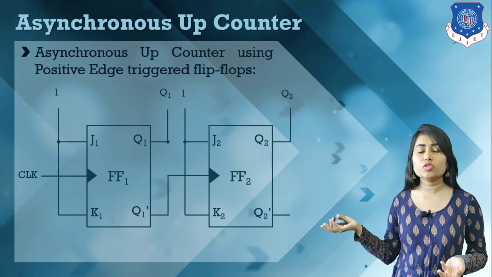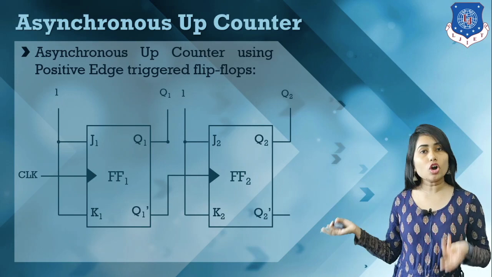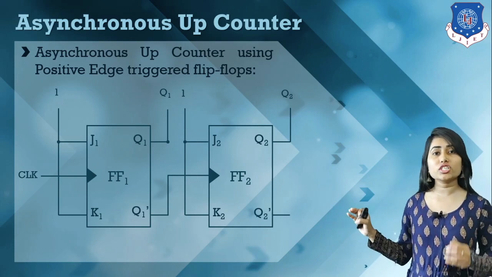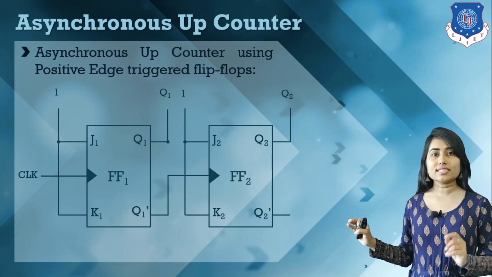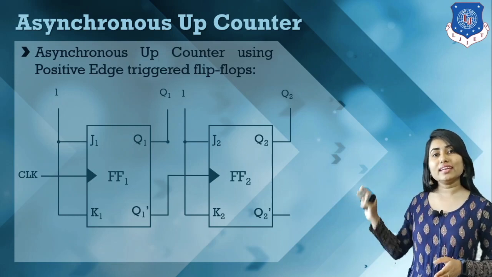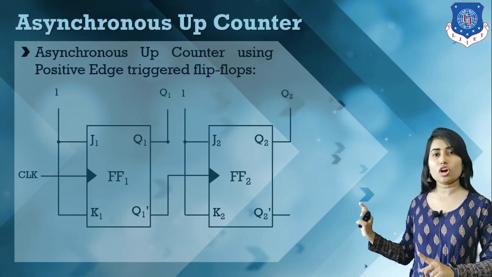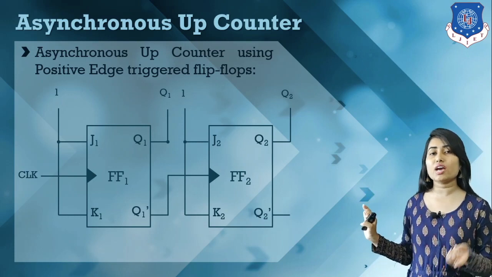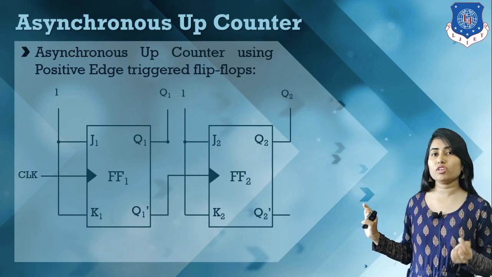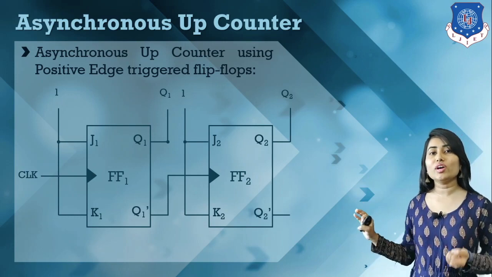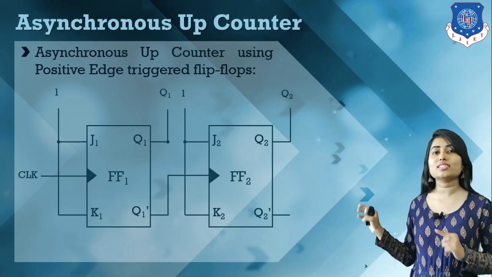That means this flip-flop will work in toggle mode all the time. In the first flip-flop we apply a clock signal which is positive edge triggered. Then in the next flip-flop we apply Q1 dash as a clock. Whenever we have positive edge triggered flip-flops and we want to count in an upward direction, we have Q1 dash as a clock for the second flip-flop.